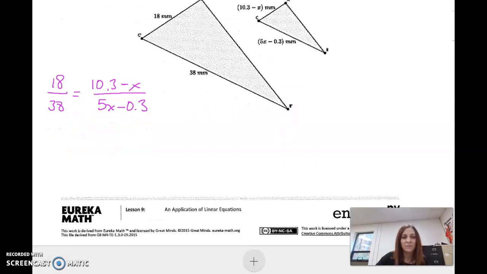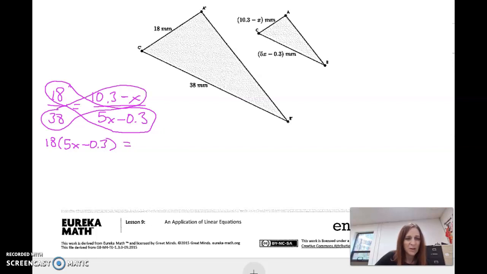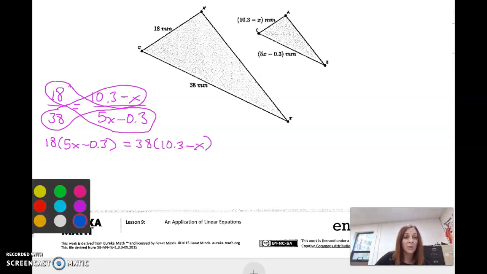Now, to solve, go back to our cross products. So I'm going to go 18 times this. Now remember, if you missed this before, this 5x minus 0.3 has to be in parentheses. And that has to equal 38 times, in parentheses, 10.3 minus x. Okay, now distributive property.